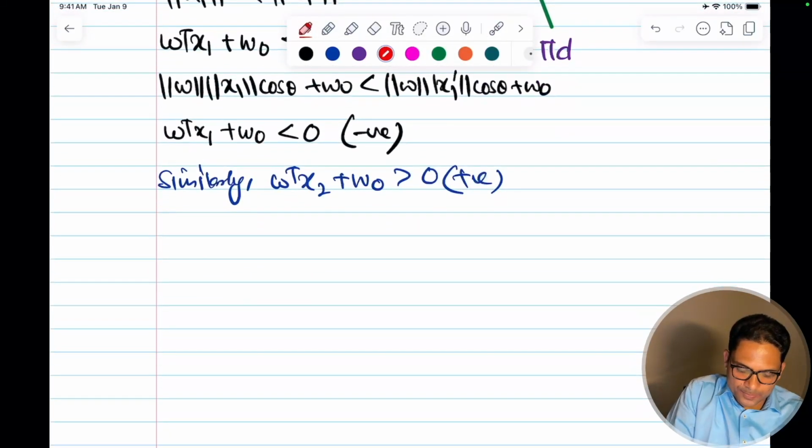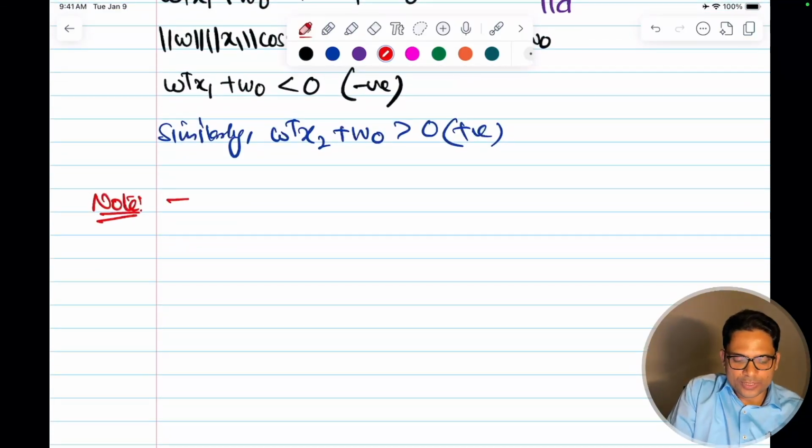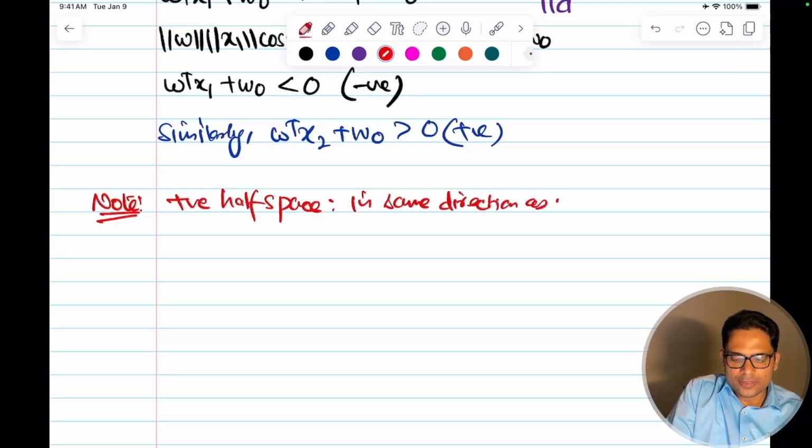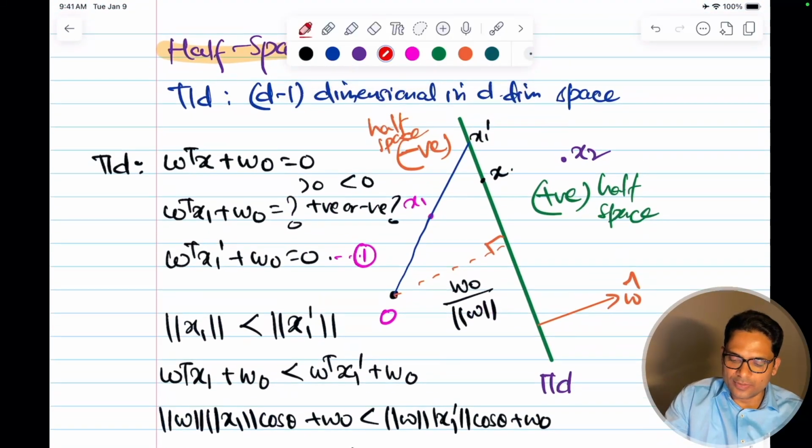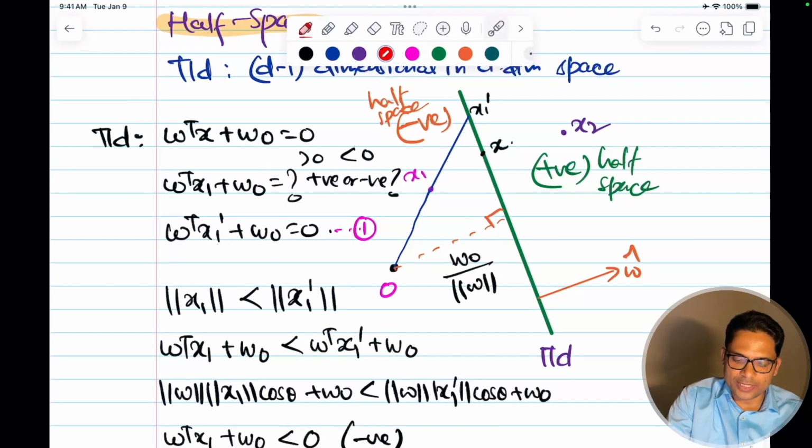So we write, note that the positive half space is in the same direction as unit vector W, and the negative half space is in the opposite direction as W, the unit vector. This is the unit vector, that is the direction of the hyperplane that we have decided.